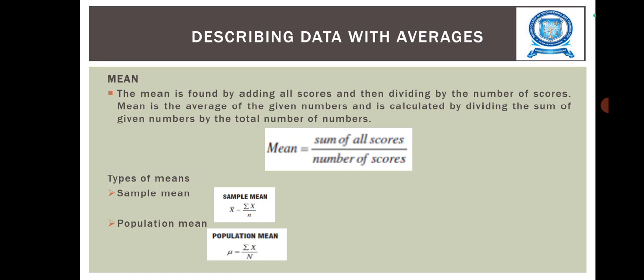Population mean. The population mean can be calculated as the sum of all values in the given data or population divided by the total number of values in the given data or population. Mu equal to sigma x divided by n.